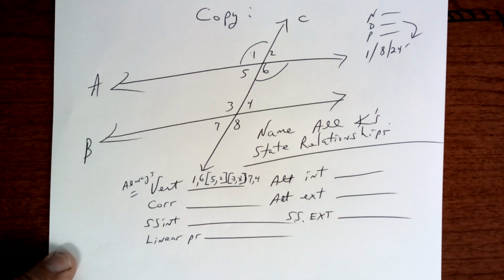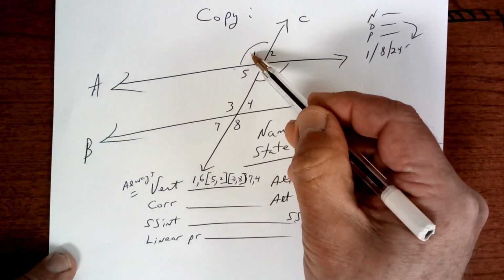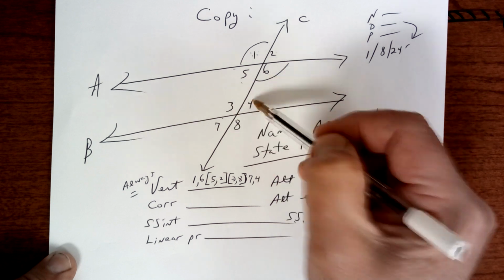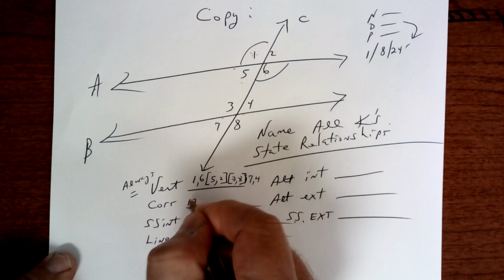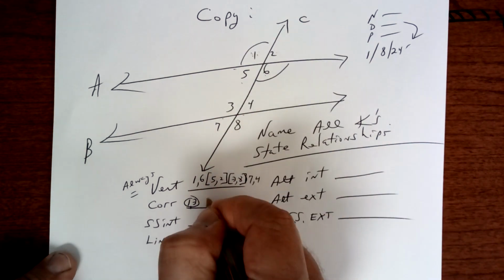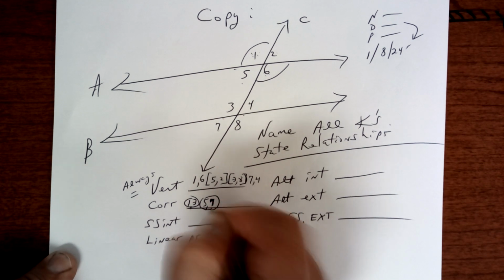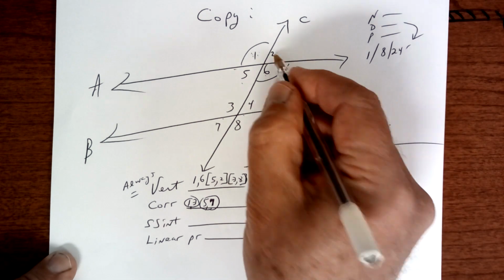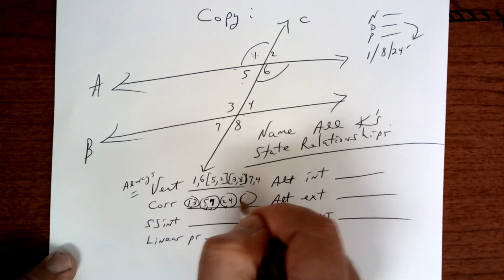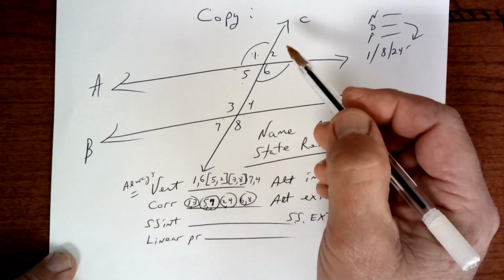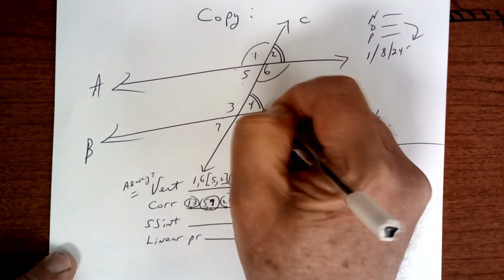Let's go to corresponding. Corresponding is top, top, bottom, bottom. So top of this line and top of that line. Top, top, bottom, bottom. So 1 and 3 and 5 and 7. And 2 and 4 and 6 and 8. And the relationship is they're equal. So angle 2 would have the same measure of this one.